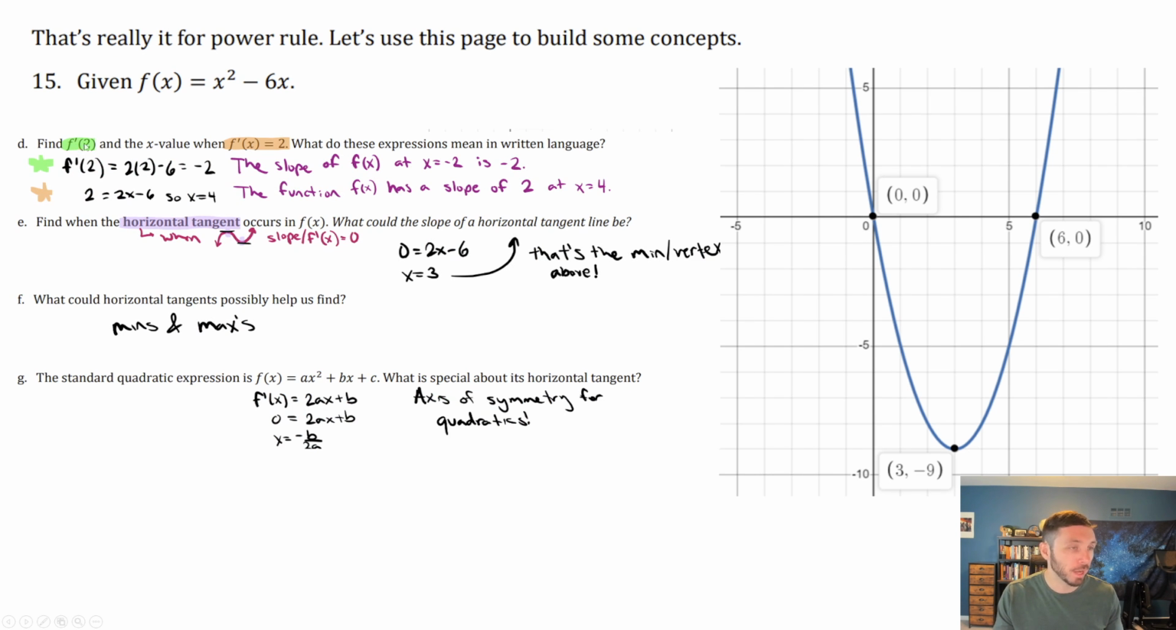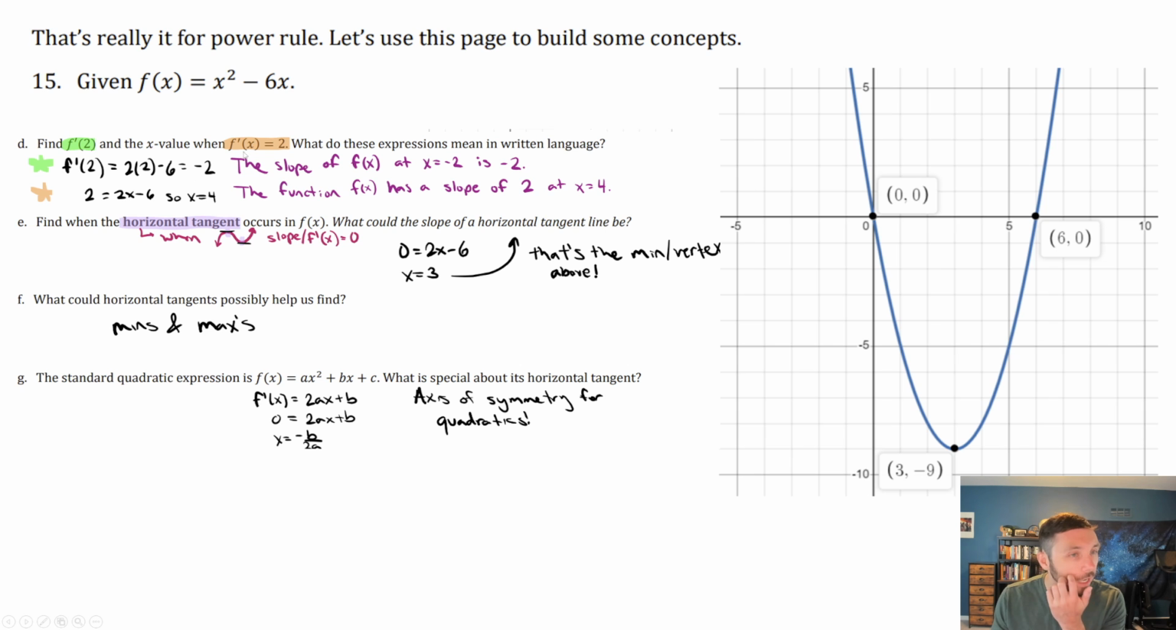So if I wanted to find f prime of 2, I just plug in 2 into the derivative. We would say that the slope of f of x at x is equal to 2 is negative 2. Does that make sense? Yeah, so if you look at 2 over here, this is a negative slope for sure. So at this x value of 2 right here, my slope is negative 2.